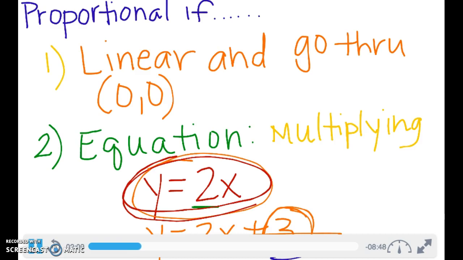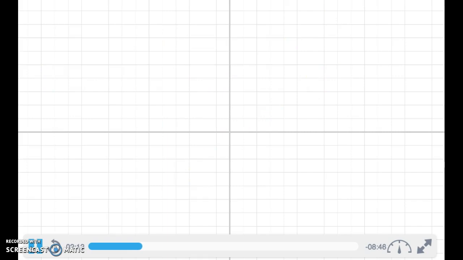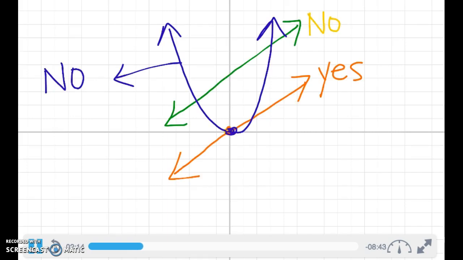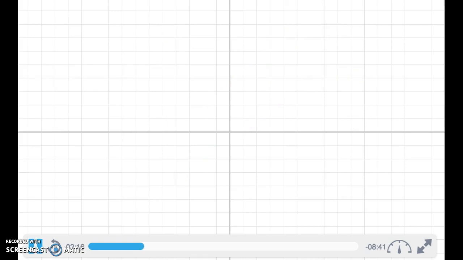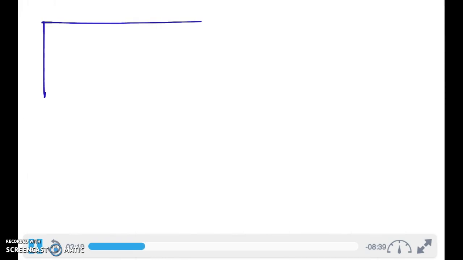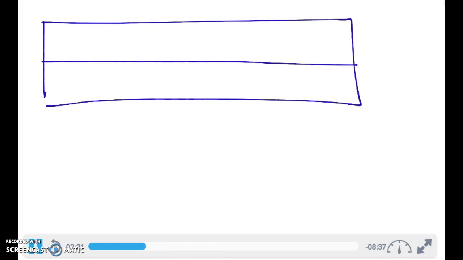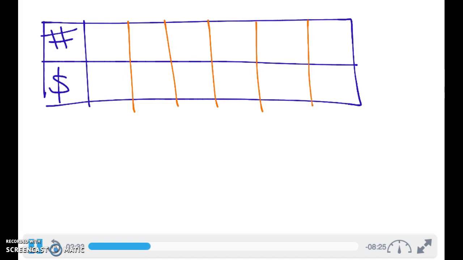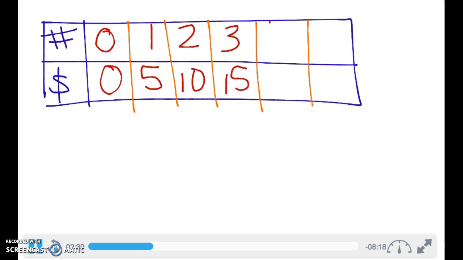I can look at its equation, and I can also look at a table. If I go ahead and make a table, you can look at a table of points. It doesn't matter what you're working with. You could be working with number of pizzas and then the cost. Let's say I have 0 pizzas cost 0, 1 pizza is 5, 2 is 10, 3 is 15, 4 is 20, 5 is 25.